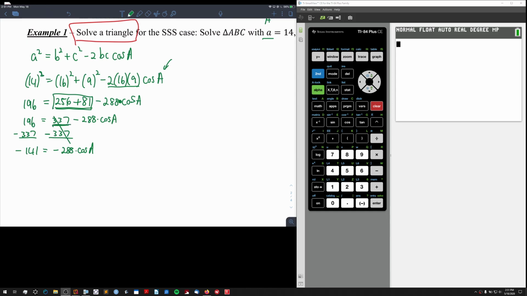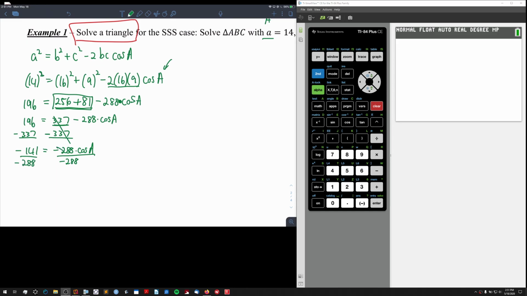Get them there. Do not combine these two. Don't do that. Don't be tempted. Okay? And then just subtract the 337 to the other side. Now you got this. From here on out, it's pretty simple. You've done all the hard work. Now you're just doing divide by negative 288.